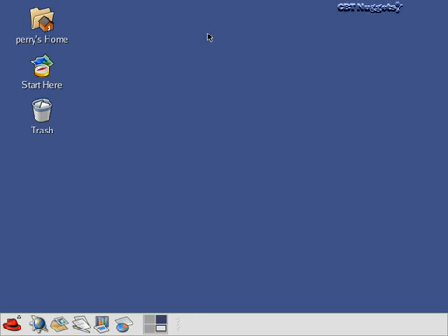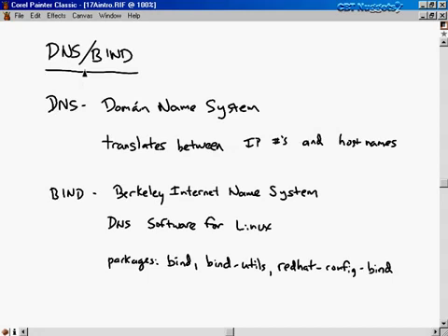Let's get to work. Alright, so what is DNS and BIND, and how do they relate to each other? Well, DNS is the Domain Name System, and it's responsible for translating between IP numbers and host names. IP numbers like 137.86.52.94, and host names like www.cbtnuggets.com, www.redhat.com, things like that.